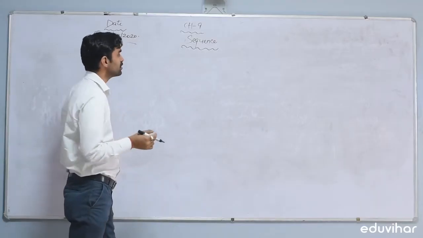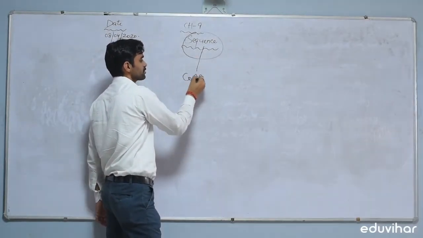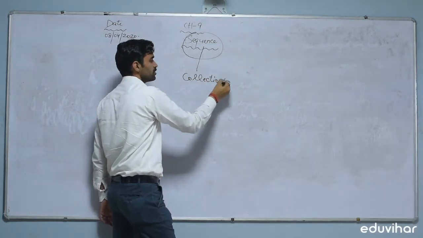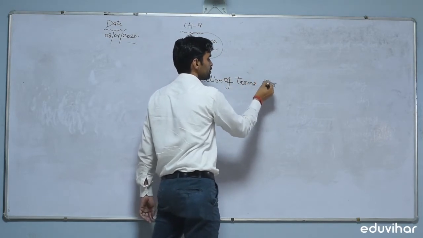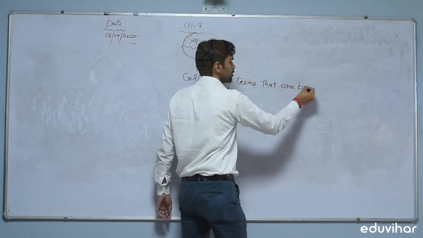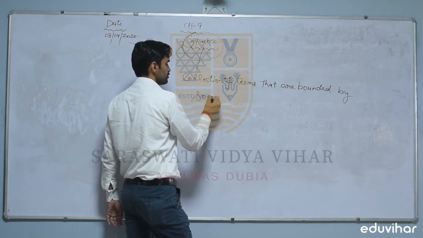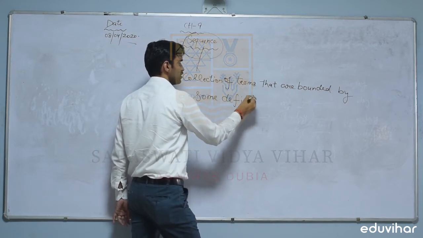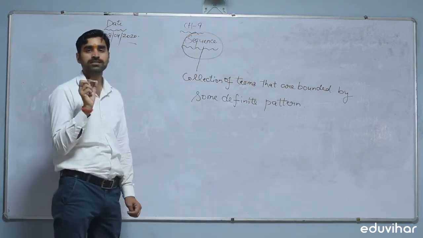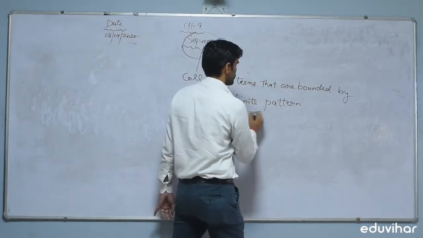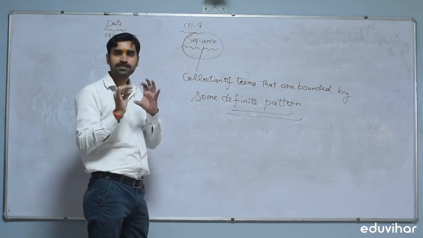Today we will learn about sequence. Sequence is a collection of terms that are bounded by some definite pattern. It means we have some definite pattern or rules from which a collection is bounded.